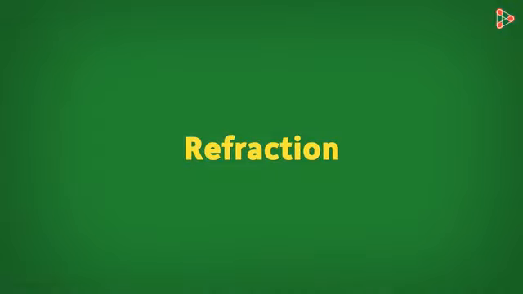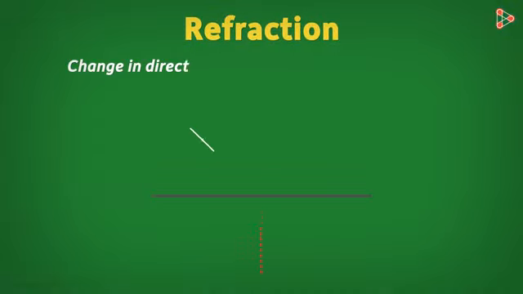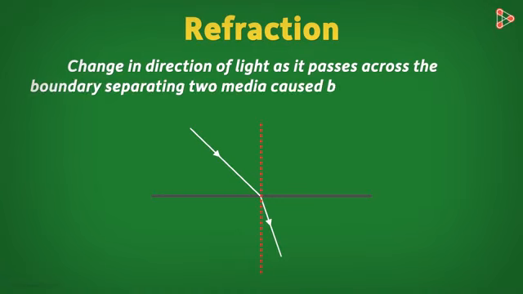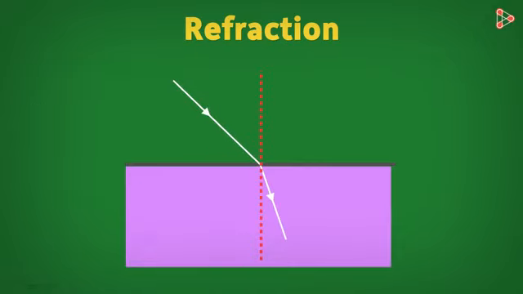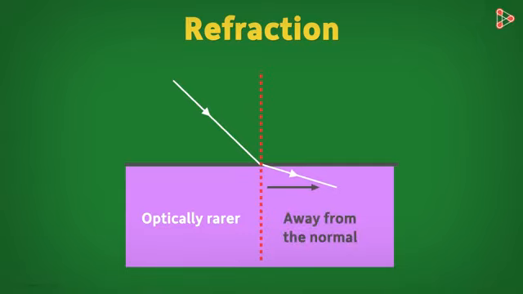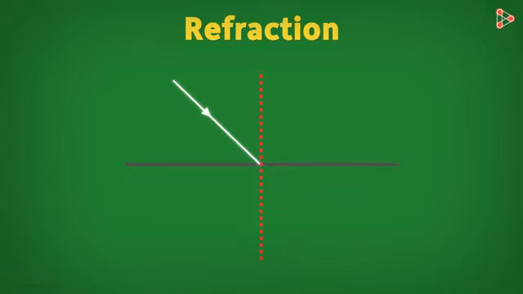And what is refraction? Refraction is the change in direction of light as it passes across the boundary separating two media, caused by its change in speed. If the refractive medium is optically denser compared to the incident medium, then the refracted ray will bend towards the normal. And if it's optically rarer, it will bend away from the normal. Note that the light is incident obliquely on the surface. When the incident light is perpendicular to the surface, it does not change its direction.